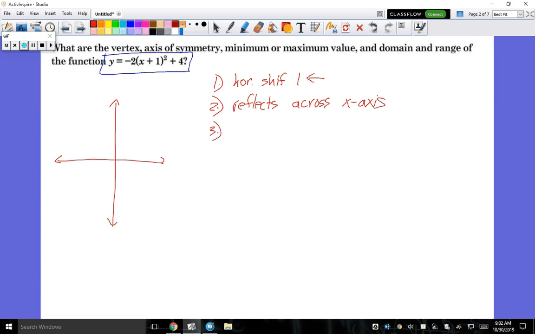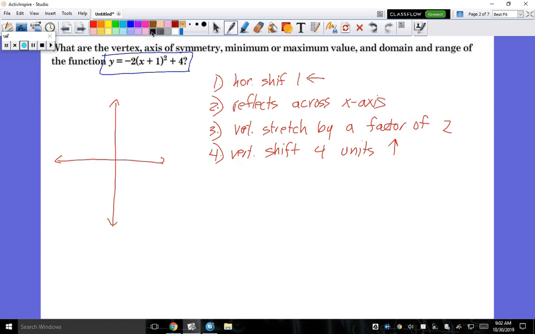Oh, and what's the third one that you see? Yes, nice. Vertical stretch. Your speed is awesome. Vertical stretch by a factor of 2. And the fourth one. Michael, what's the fourth one? Yep, vertical shift 4 units up. So now, let's go ahead and draw this real quick.